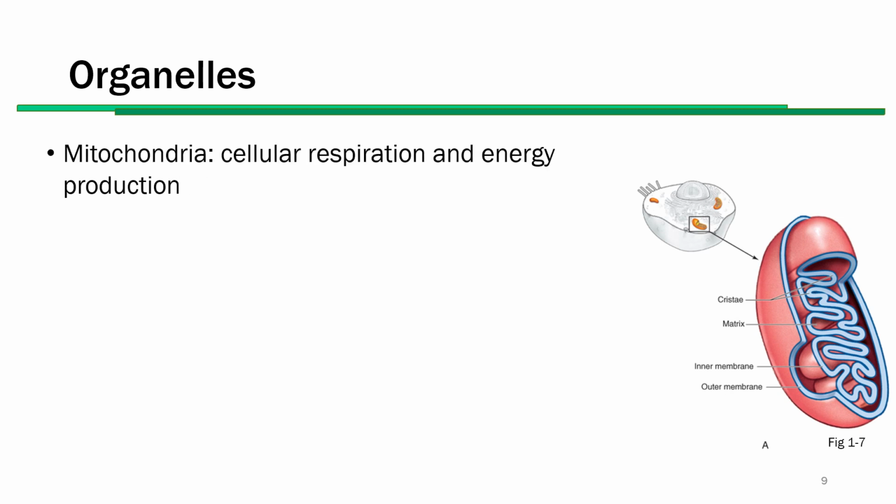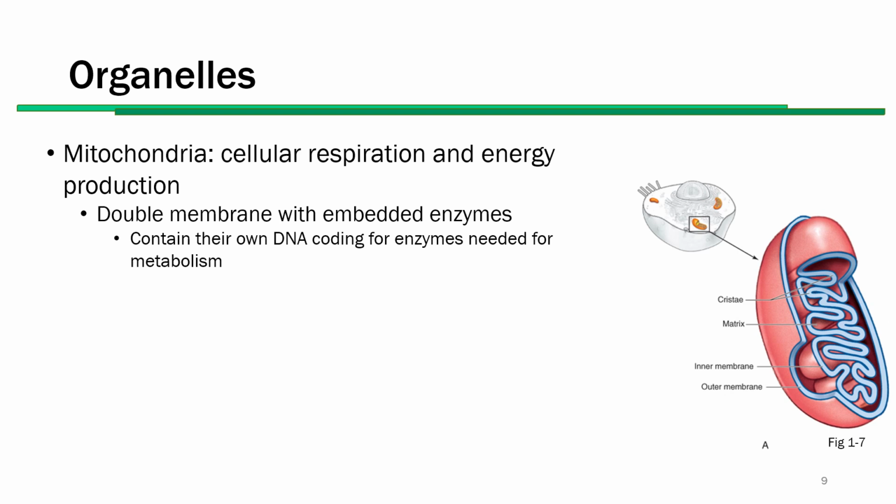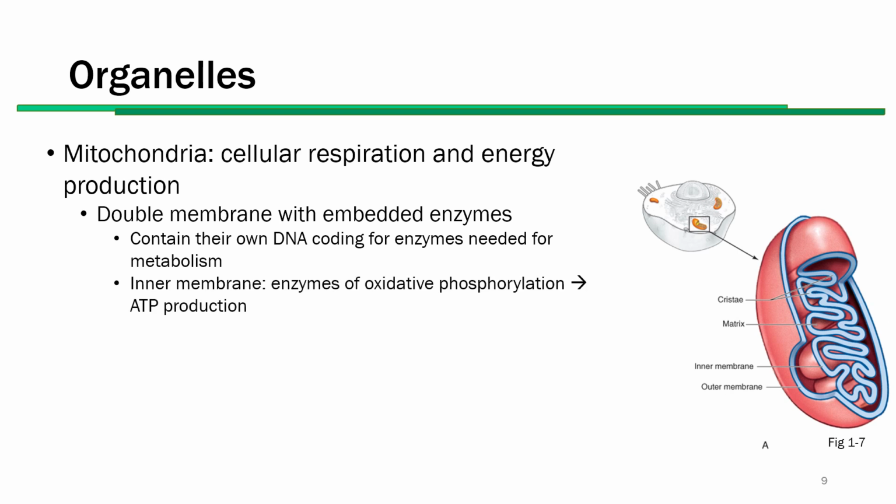The mighty mitochondria are used for cellular respiration and energy production. They have a double membrane with embedded enzymes. They contain their own DNA coding for enzymes needed for metabolism. So mitochondrial DNA is actually a little bit different than regular nuclear DNA. They kind of have their own DNA, and they can actually replicate themselves, and that's one of the things that happens if you do a lot of aerobic conditioning. Your mitochondria will actually replicate themselves to help increase the efficiency of your metabolism. The inner membrane contains the enzymes of oxidative phosphorylation, which is responsible for ATP production. We'll look at that a little bit later.